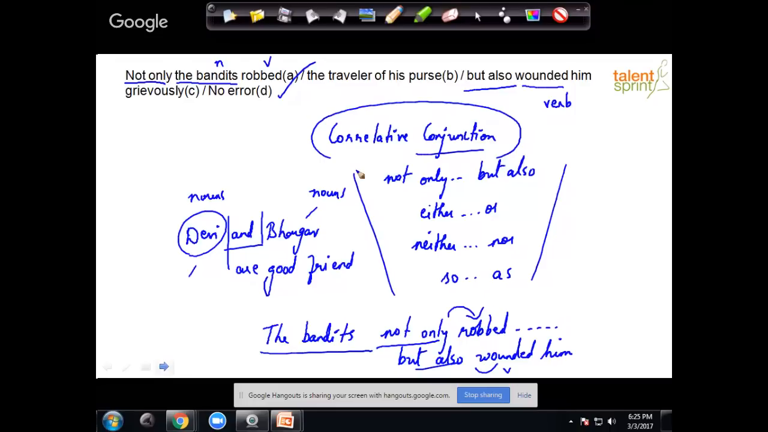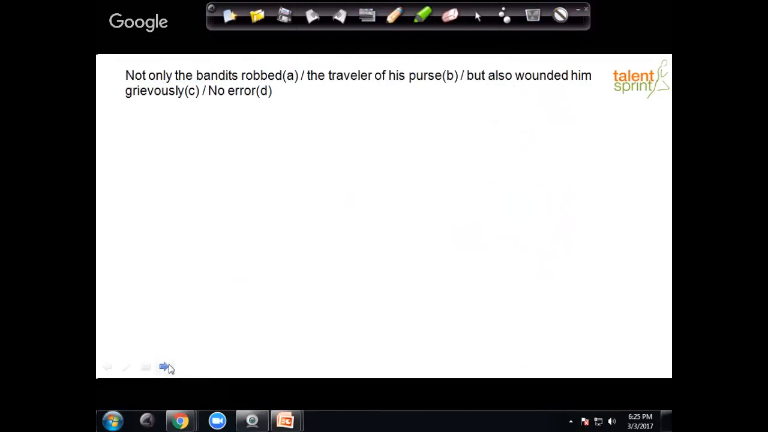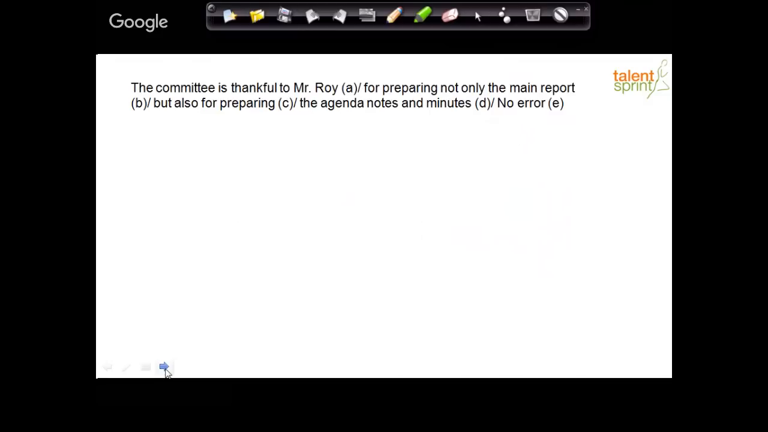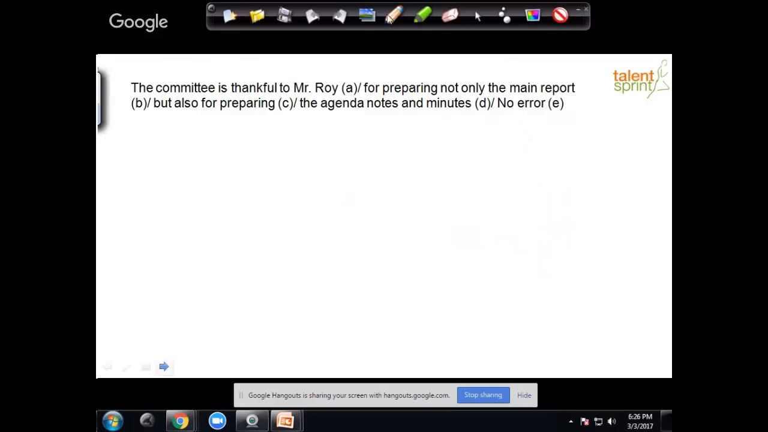Let's look at one more example with correlative conjunction, just so you understand what I'm saying, right? I'm hoping so far you've followed. Take a look at this. The committee is thankful to Mr. Roy for preparing not only the main report, but also for preparing the agenda notes and minutes. Same concept, right? We are saying "not only, but also." "Not only" is followed by what here? The main report, which is a noun phrase.